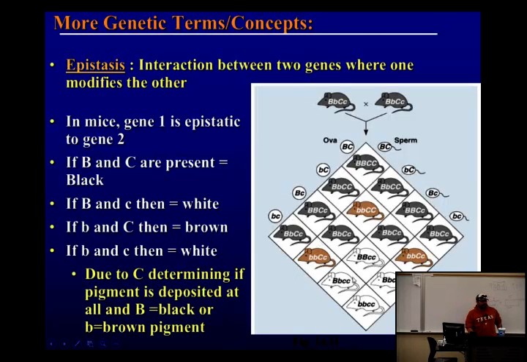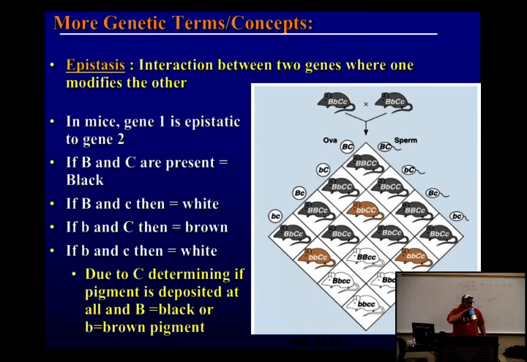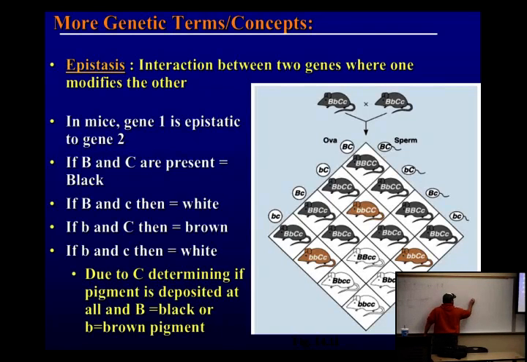Any questions about that? So when you have the black mouse and brown, can they produce the white? A black and a brown one? Yeah, sure. So you could have, this mouse would be black, right? And this mouse would be brown. Could they produce a white mouse? Yeah, so let's say that this would make a B, right?